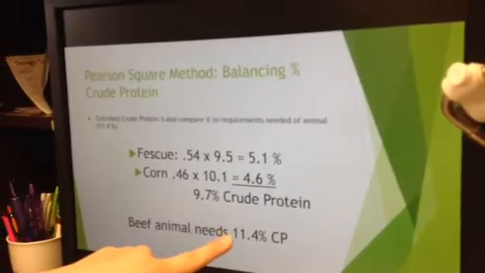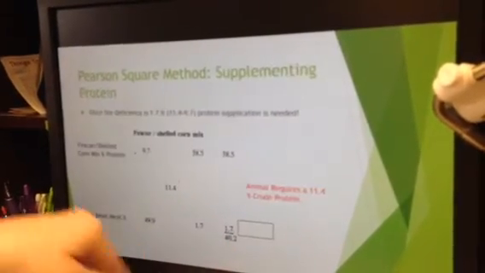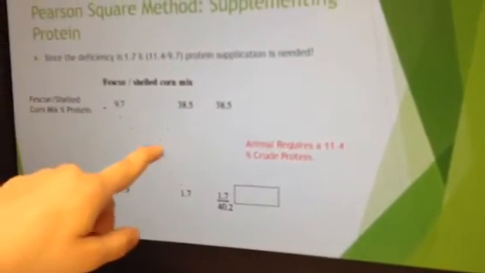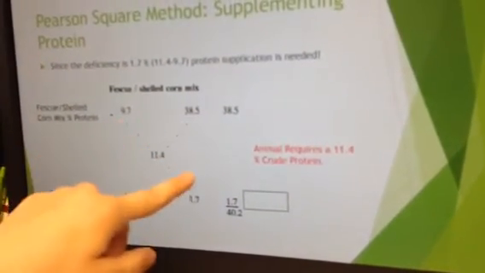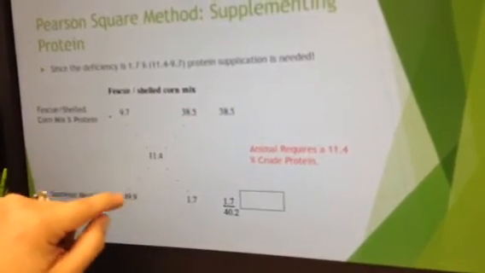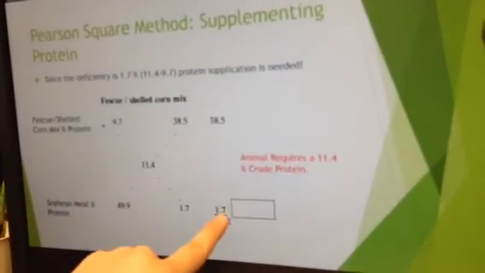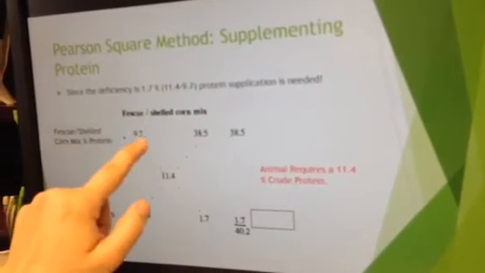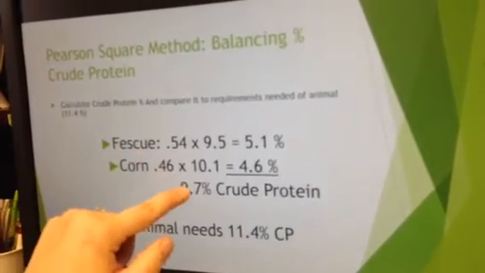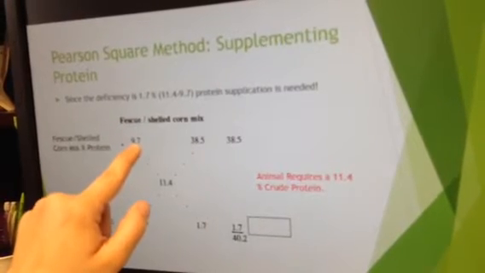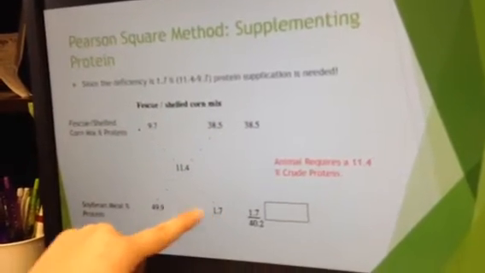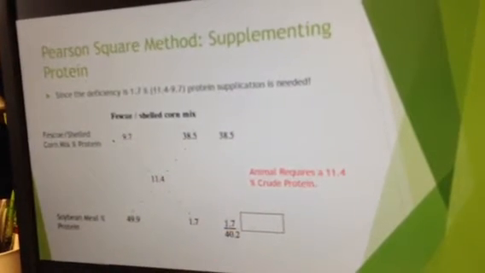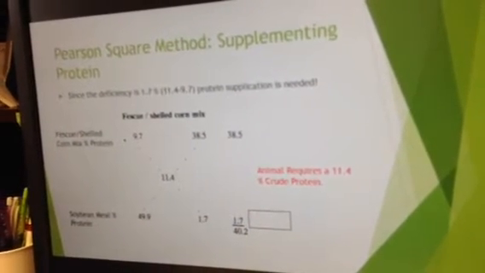So the animal needs 11.4. What do we do? That's where soybean meal comes in. So for soybean meal, we plug in this 11.4, which is the requirement that it needs. We do the same thing again. We subtract, and we get 38.5 and 1.7 parts. So this is the mix. This 9.7, we found previously, so we're plugging that in there. And 1.7 and 38.5 gives us a total of 40.2 parts.